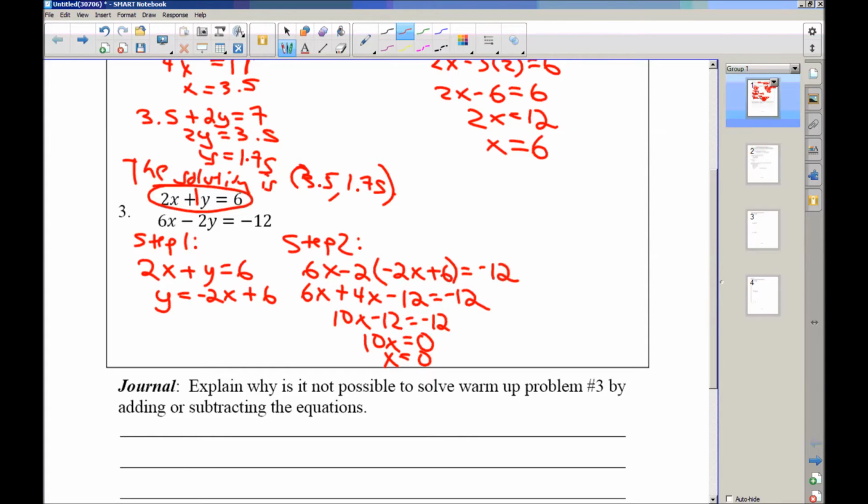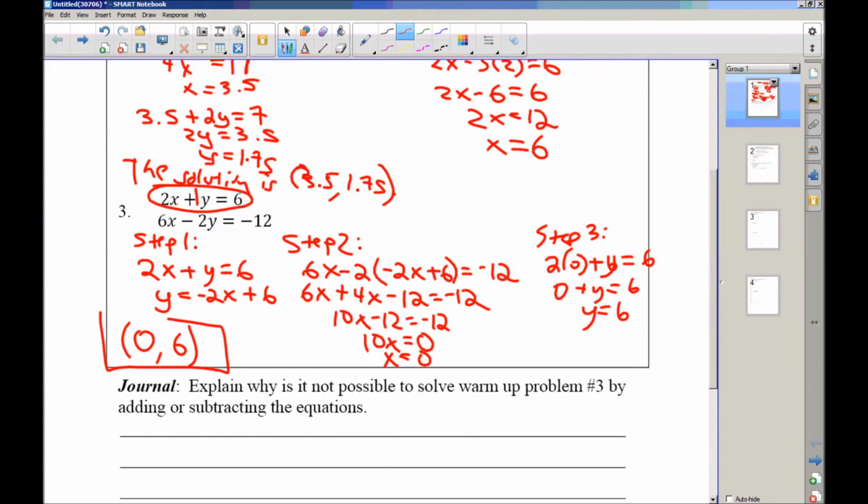All right, so for step 3, I plug it back in to either one. So I'll plug it into the first one. So that's 2 times 0 plus y equals 6. So 0 plus y is 6, and that means y is 6. So the solution to this system is 0, 6. Remember, our solution is always an ordered pair, so make sure you write down the ordered pair.